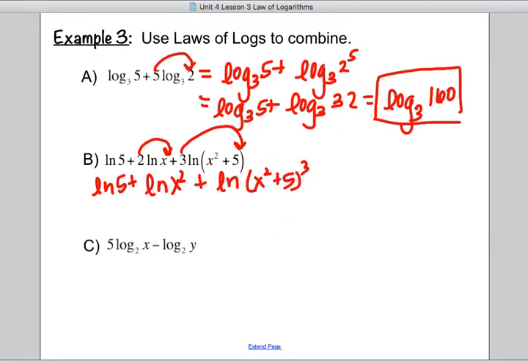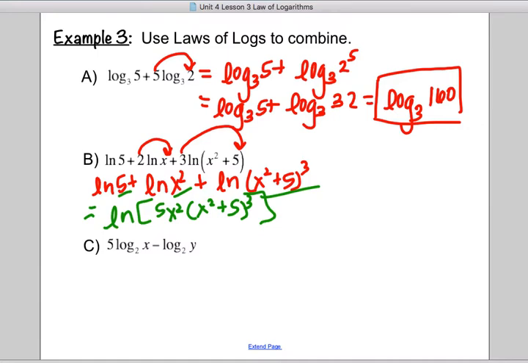And now I see that they're all being added, so essentially we could jump to the conclusion, and all of those will be multiplied together. If you wanted to write it right away that way, that's probably where we would go. You could take it step by step and say these are being multiplied, but essentially multiplying all of these. So ln of 5 times x squared, and then x squared plus 5 to the third. And if you wanted to, you could write this thing 3 times and FOIL it, but this would be a totally acceptable answer.